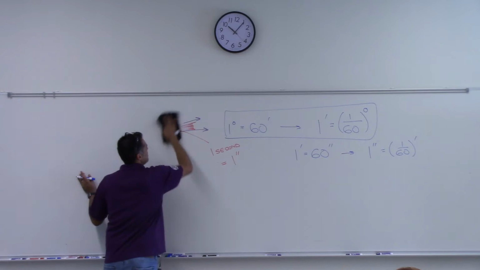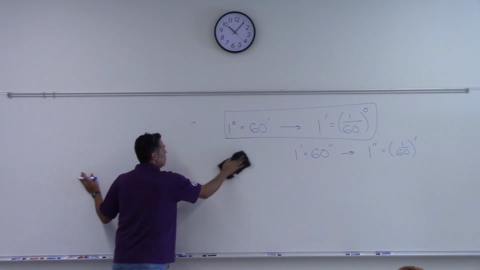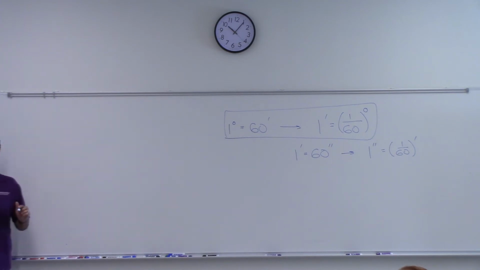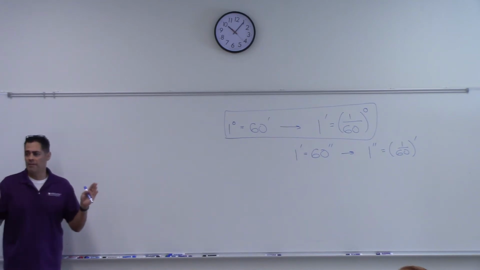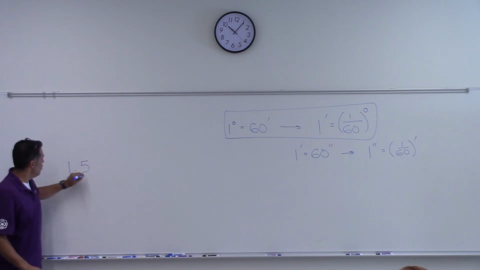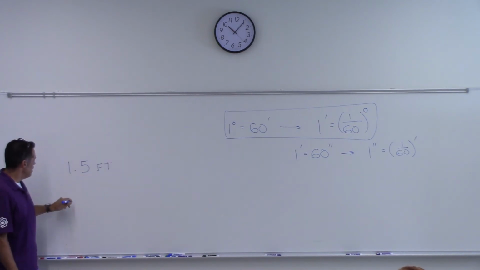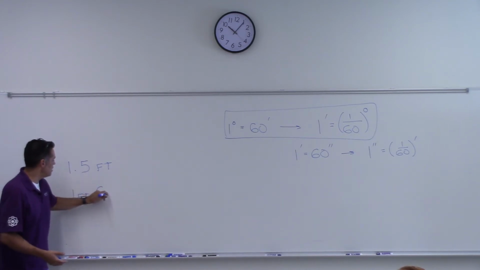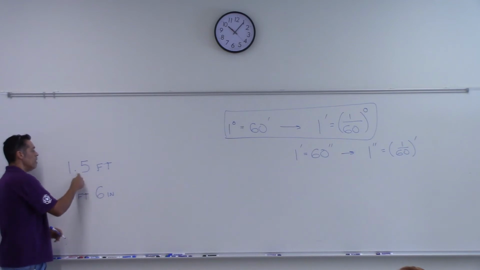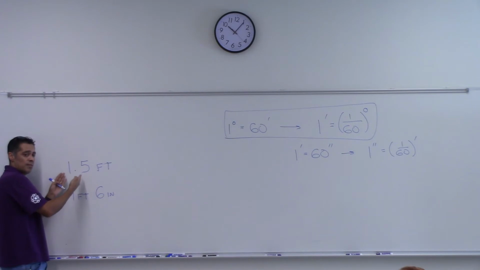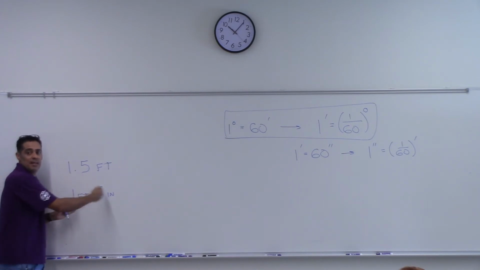Let me try and explain this another way. If I told you right now that something was 1.5 feet long, right? You could say that that's really 1 foot, and how many inches? 6, right? Because there's 12 inches in a foot. So 1.5 feet is equivalent to 1 foot 6 inches. This is the decimal version of the measurement. This is using feet and inches.